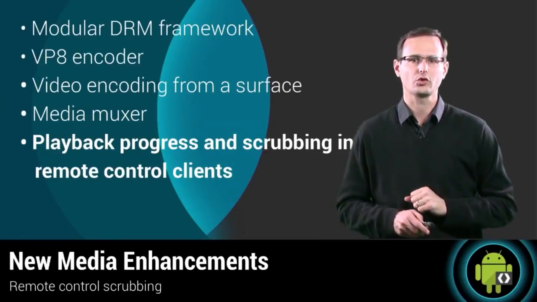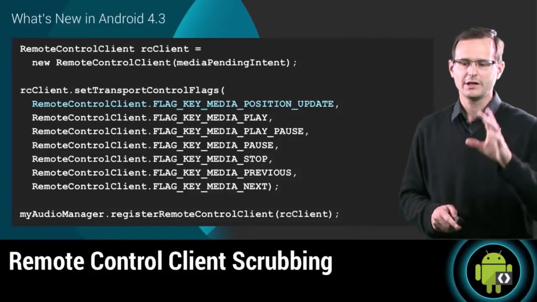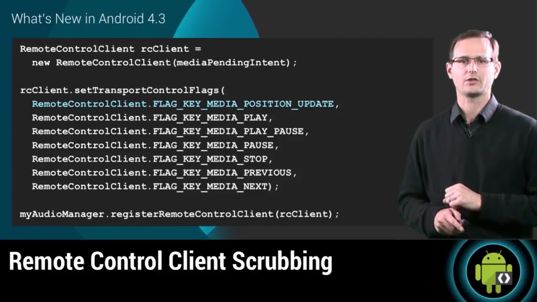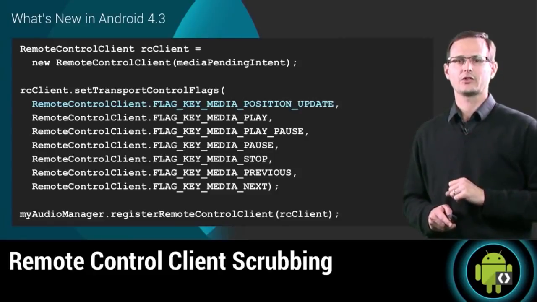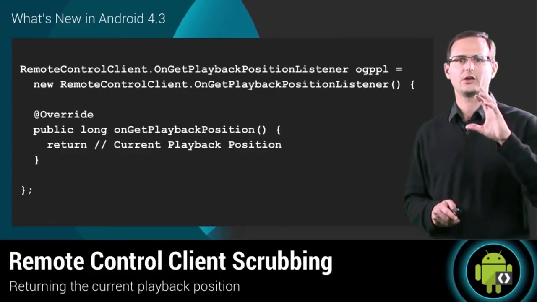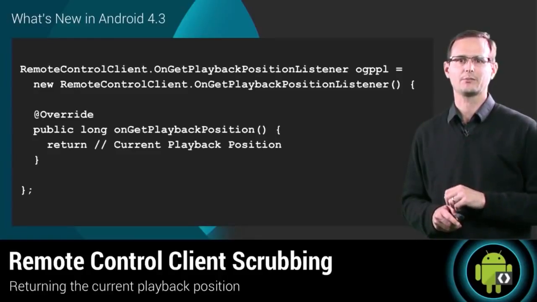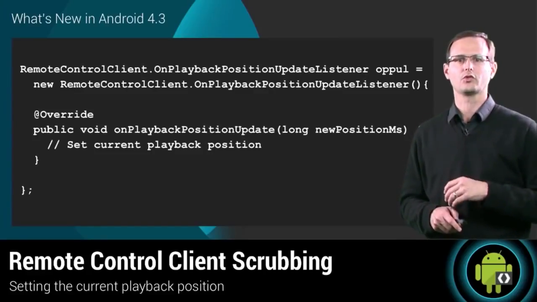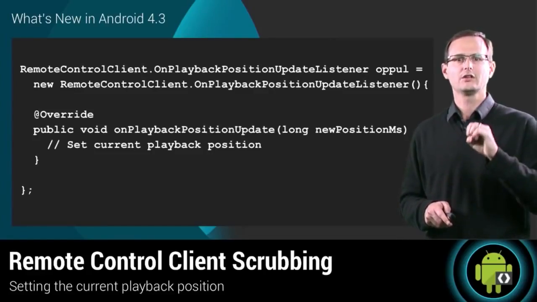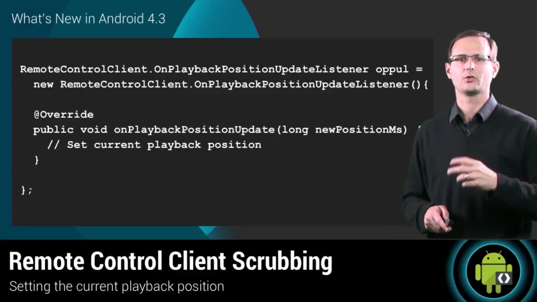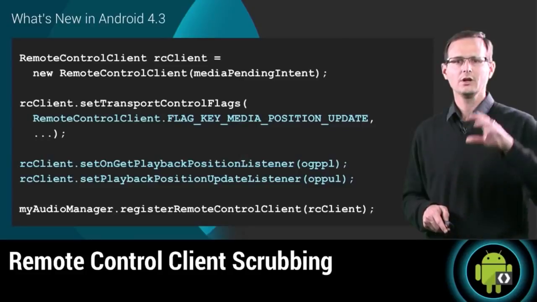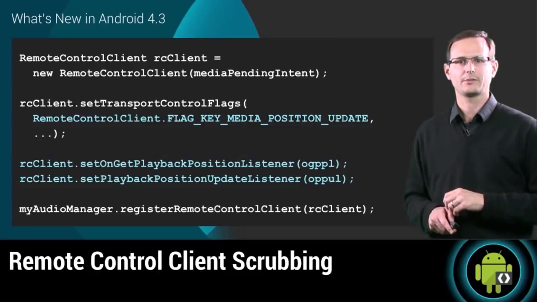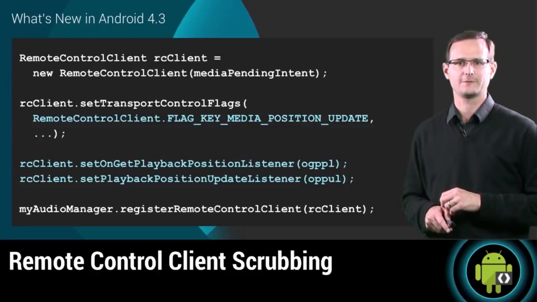If you're already using the Remote Control Client APIs, then you can add support for scrubbing by enabling the flag key media position update using the set transport controls flags method on the Remote Control Client. And this is going to make the scrubber visible. Then, implement both an onGetPlaybackPosition listener, overriding the onGetPlaybackPosition method to return the current position of your media, and an onPlaybackPositionUpdate listener with an overridden onPlaybackPositionUpdate method to listen for a new time code when the user scrubs the playback using the Remote Control UI. With these interfaces defined, you can then set them on your Remote Control Client by calling setOnGetPlaybackPositionListener and setPlaybackPositionUpdateListener.